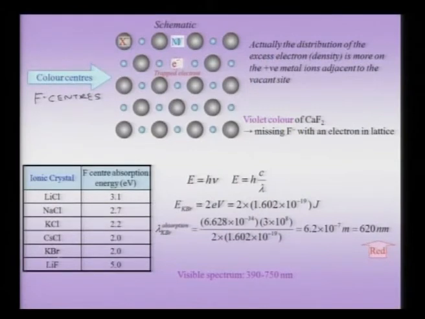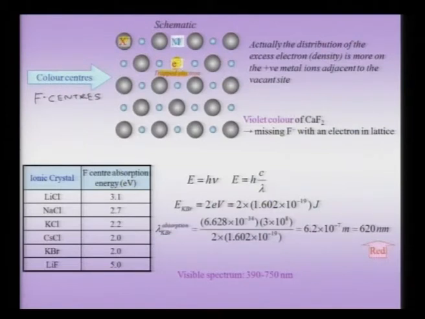So, let me take an example here. For instance, this is an MX kind of an ionic crystal, and what happens is that you have an anion vacancy. Now, to maintain charge neutrality, the anion vacancy traps an electron. So, you have a trapped electron in the position of an anion vacancy here, and this trapped electron of course gives you a charge neutrality, but additionally gives a separate level in the absorption spectrum, which would correspond to a few electron volts.